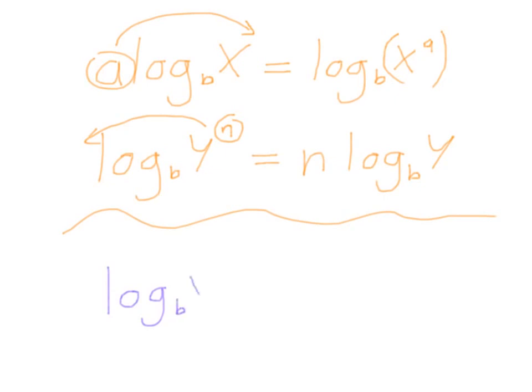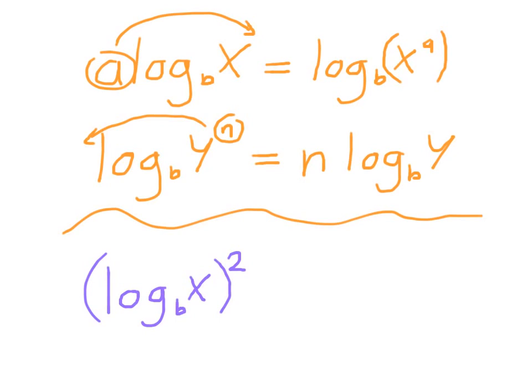Imagine I have the logarithm of x all squared. I cannot bring that power down. Notice the difference here. This is not the same as this up here. We don't have x to the power a, we have the whole logarithm squared. We can't bring that power down.